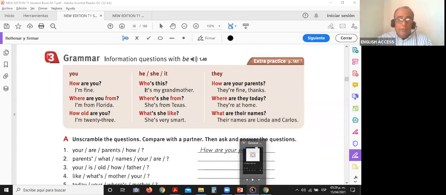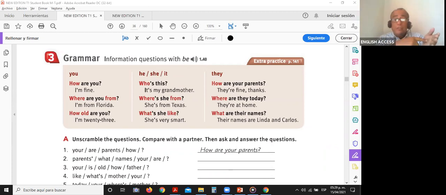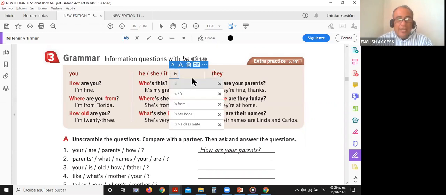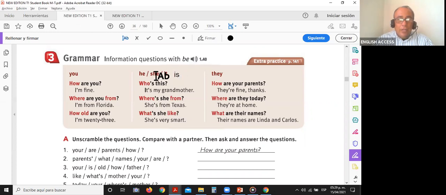Now, more questions for he, she, and it. Who's this? It's my grandmother. You can ask who's this if you have a picture and you see the person. Where's she from? She's from Texas. Now here we are using is because for he, she, and it, the correct verb be is this one. Is. So where is he from? Where is she from? Where is it? What is it like? Let's continue.